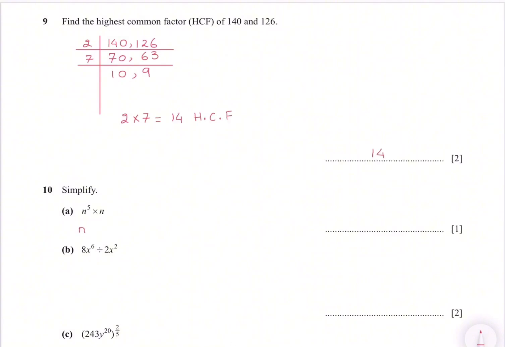n power 5 times n. n alone means n power 1. So the bases are the same and they are multiplying, so the powers must be added. So 5 plus 1. So n power 6 is the answer.